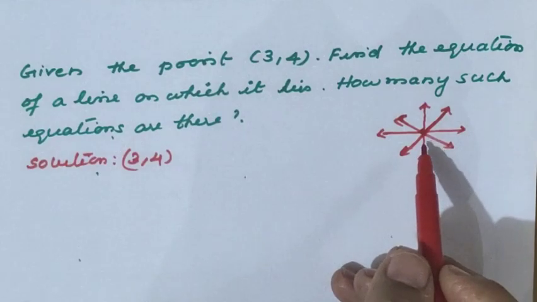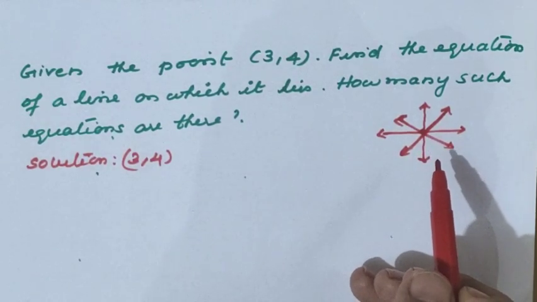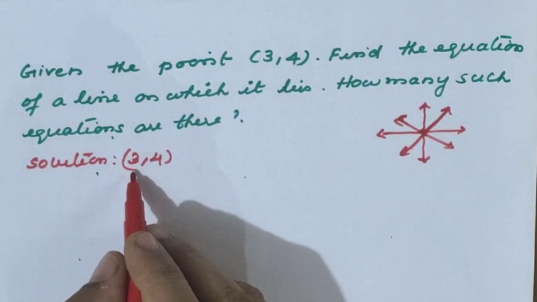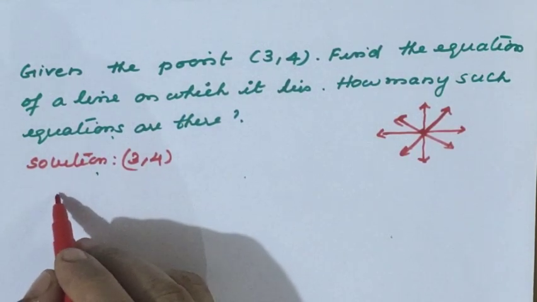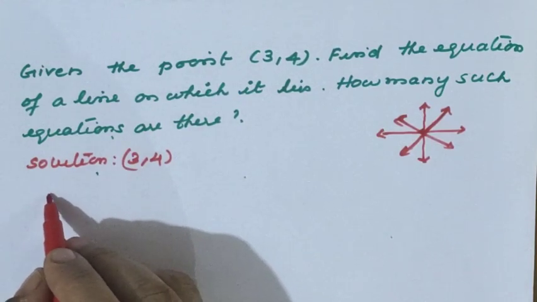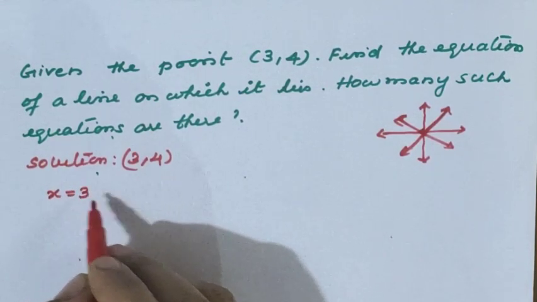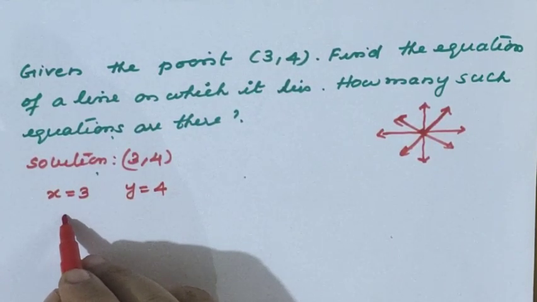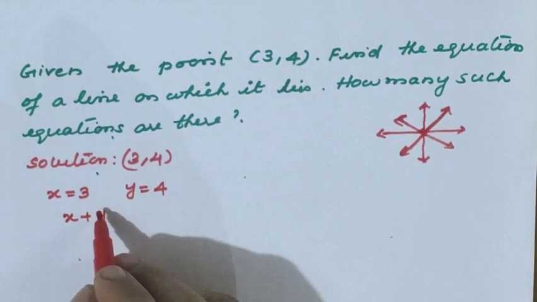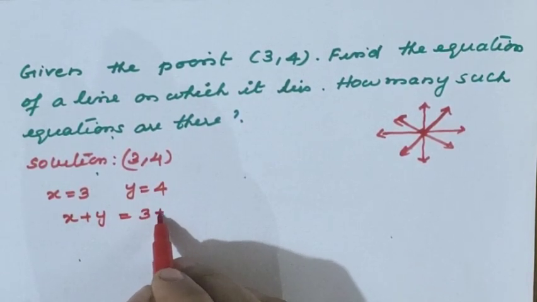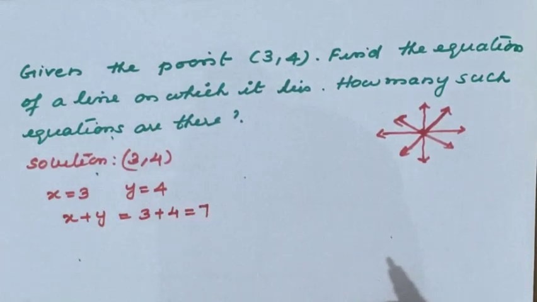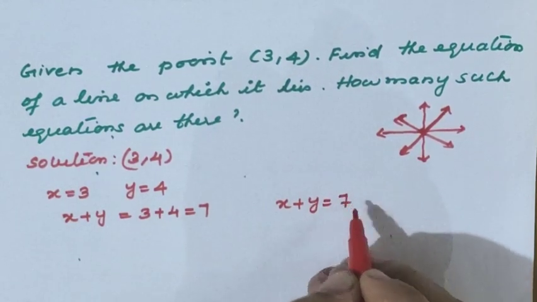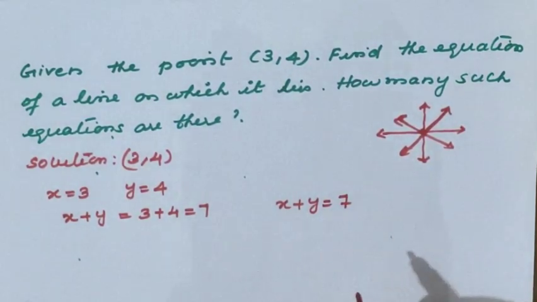Now they ask, if such lines we can draw, how do we write the equation of that line? Here (3, 4) is given, an ordered pair. That means x can take the value 3 and y can take the value 4. If you know this value, just add them, that is x plus y. What is x plus y from this? 3 plus 4, right? So it is equal to 7. So the equation is x plus y equal to 7. Got it? x plus y equal to 7.